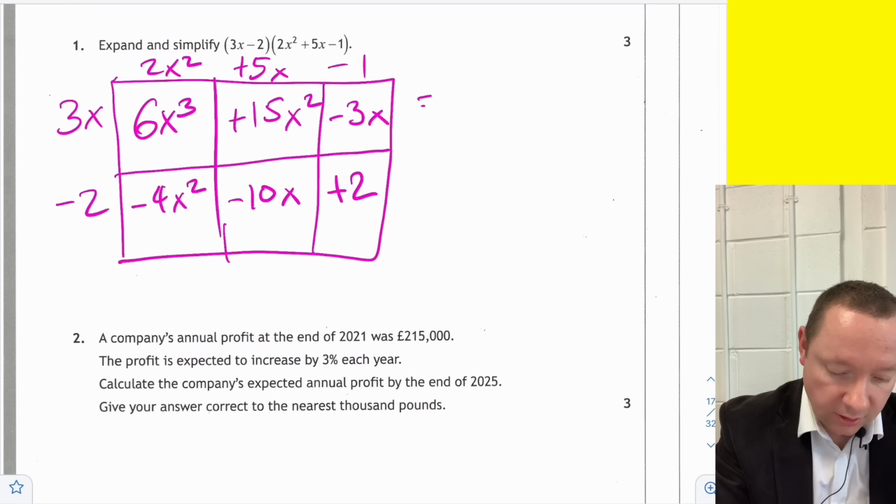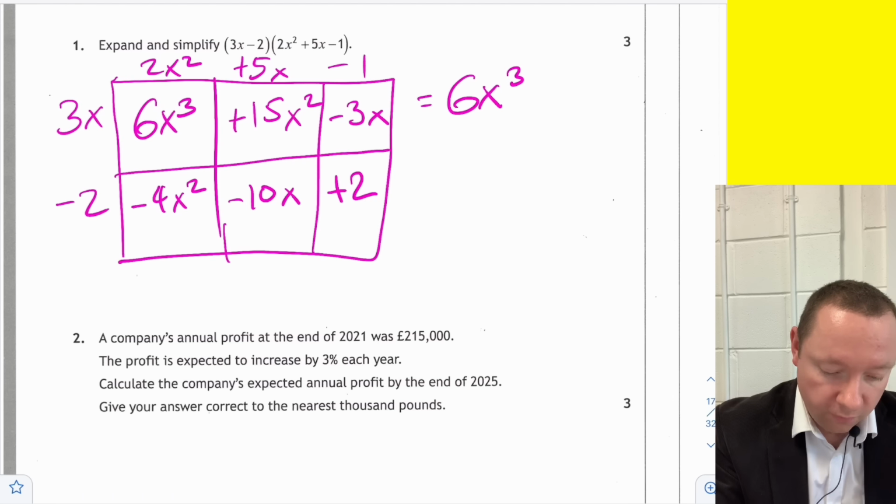So that gives us 6x cubed. We've got 15x squared minus 4x squared, so 11x squared. We've got minus 3x minus 10x, so minus 13x. And last but not least, plus 2.